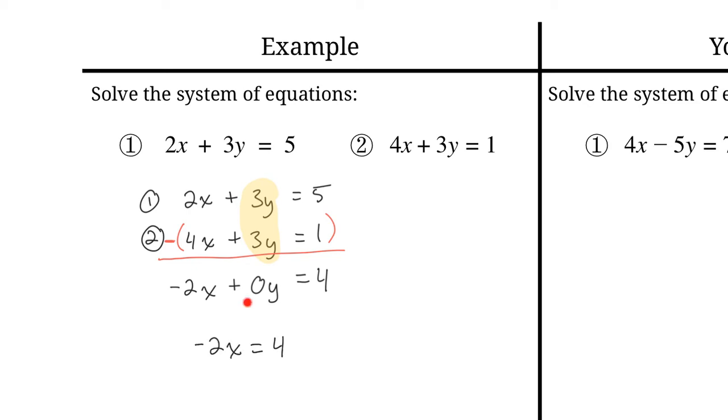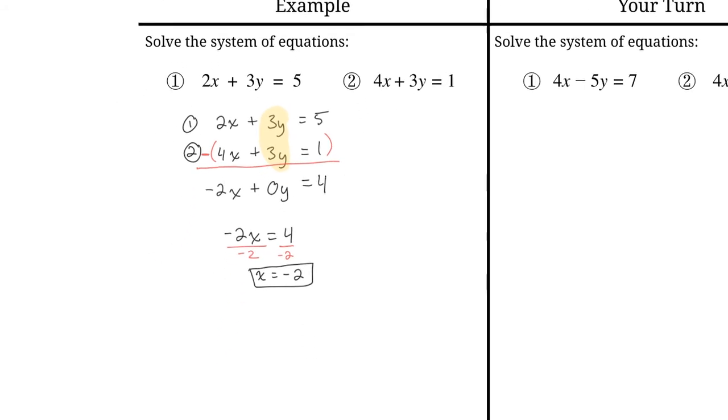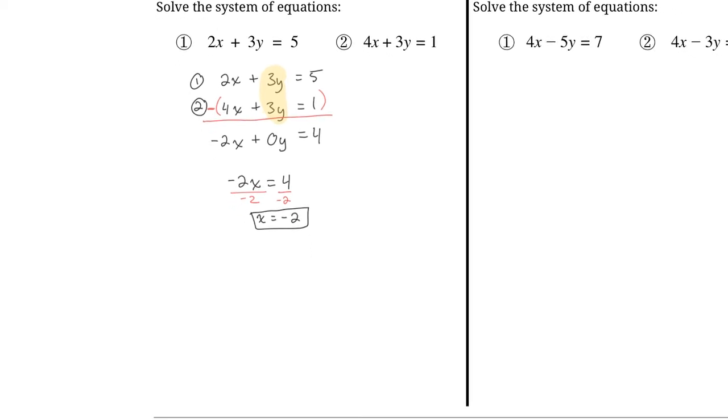So we've eliminated the y and we're just left with an equation that has one variable, x. So this looks like an equation that you should be able to solve. So how would we solve for x? Well, x is being multiplied by negative 2, and we can just do the opposite. We can divide by negative 2. And 4 divided by negative 2 is just negative 2, so x is equal to negative 2. So we found our x value, but we need to find our y value because there's two parts to the solution. There's an x and a y.